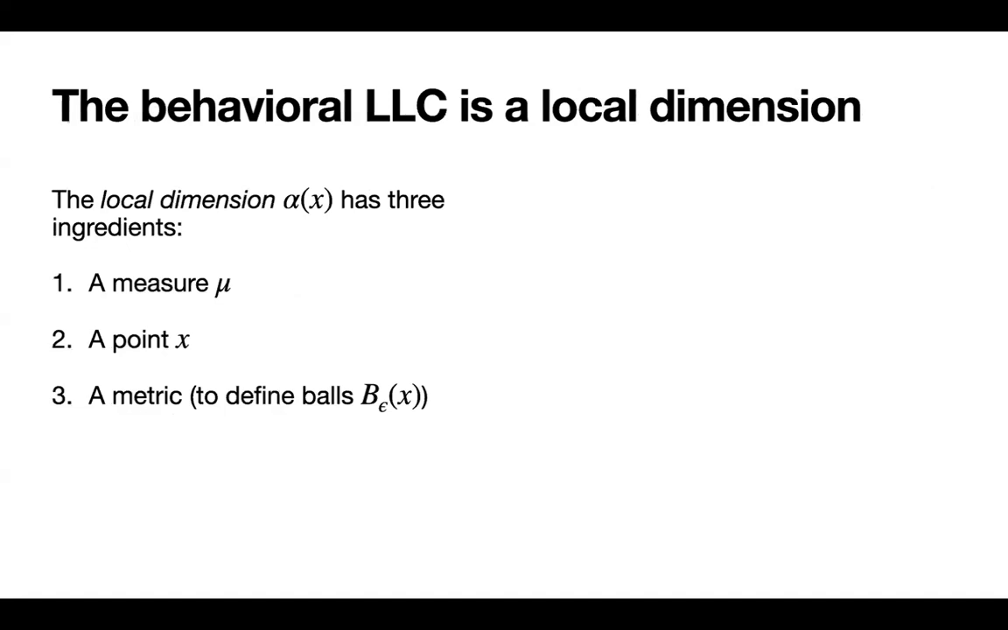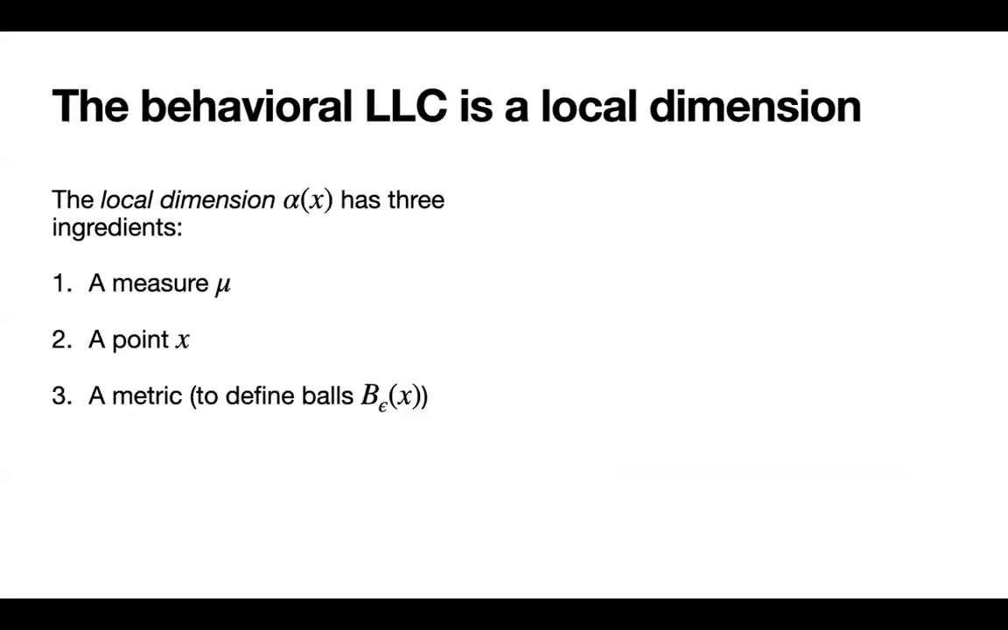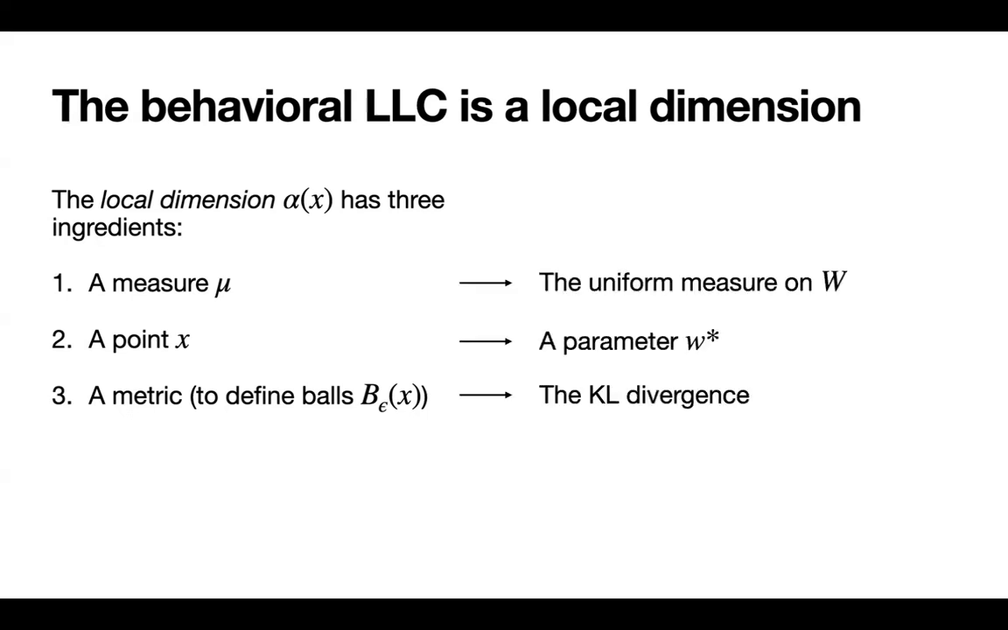Okay. So just remember that for this local dimension that I presented right here, there are three ingredients: a measure, some measure of points in your space; a point x in your space; and a metric to define these balls B of epsilon. Okay, so we have these things.